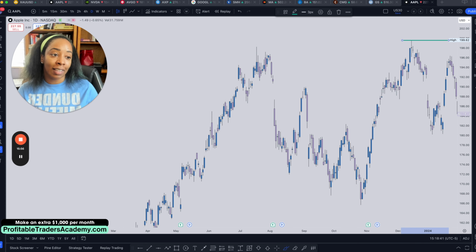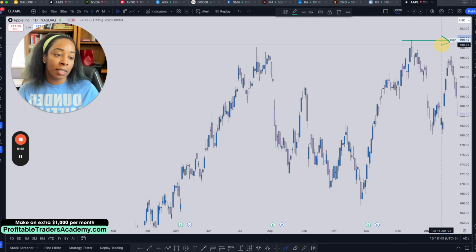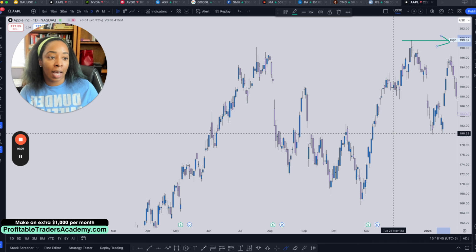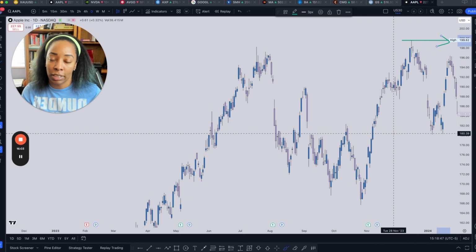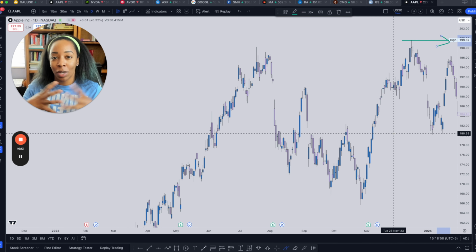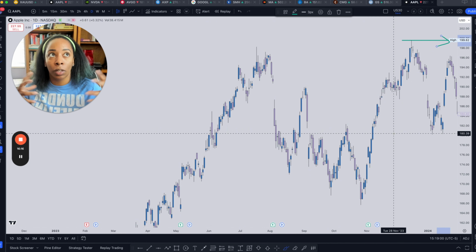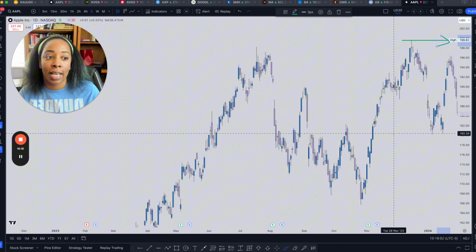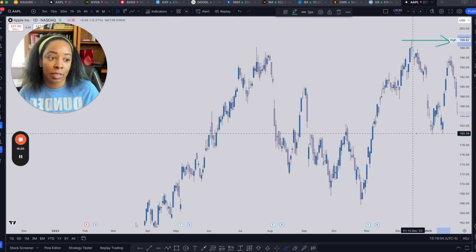So if we look at the high that it made inside of the market, it's saying that the high is $199.62. Well, what numbers are really close to that? 199.50. Really close. 199.75, really close. And if we wanted to look at it from a bigger or a larger standpoint, we could also say that $200 is really close to that as well.